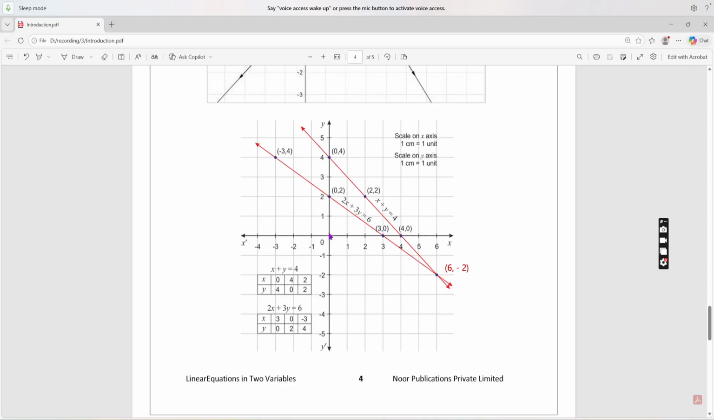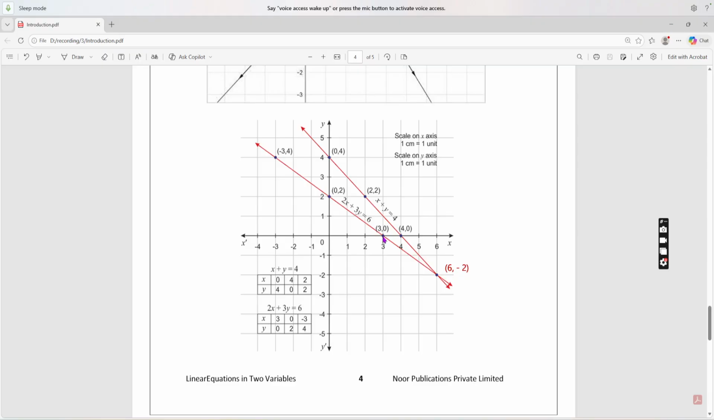Now next is 0, 2. Now it is 0, 2, it is 1, 2. So from the x-axis, it is having 2 units distance. Now next is 3, 0. Now 1, 2, 3, and on the y-axis, it has no distance because it is given 0 as coordinate. So this point lies on the x-axis.